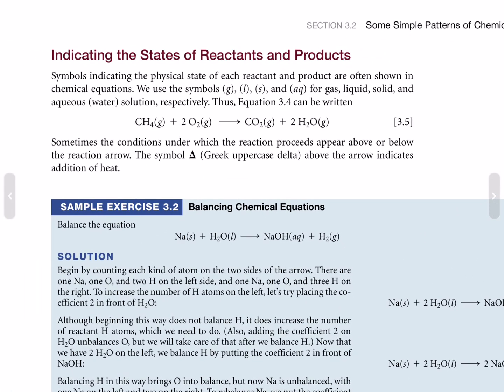Indicating the states of reactants and products. Symbols indicating the physical state of each reactant and product are often shown in chemical equations. We use these symbols, g for gas, l for liquid, s for solid, and aq for aqueous, which is a water solution, respectively. Thus, equation 3.4 can be written: methane gas plus 2 molecules of oxygen gas yields carbon dioxide gas plus 2 molecules of water in gas form, water vapor.